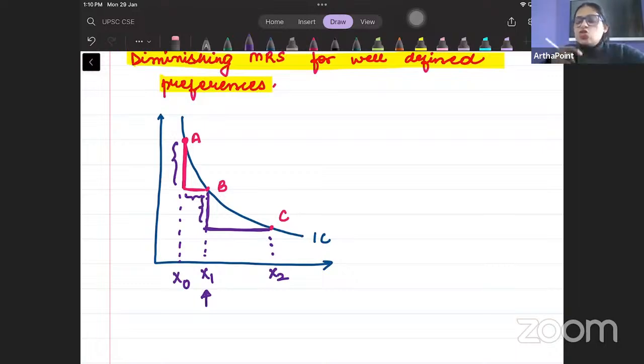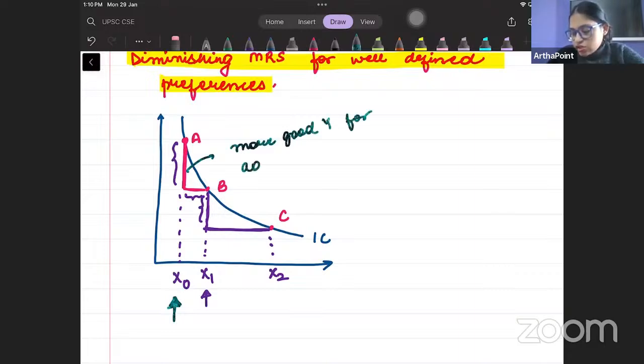So as you move along the indifference curve, in the beginning you have very less good X. So you want to give more and more good Y for an additional unit of good X. So here you are giving more good Y for an additional unit of good X. For one X, you are ready to give a lot of Y.